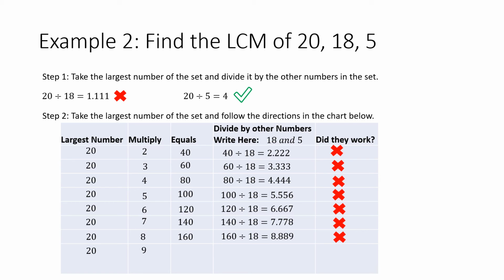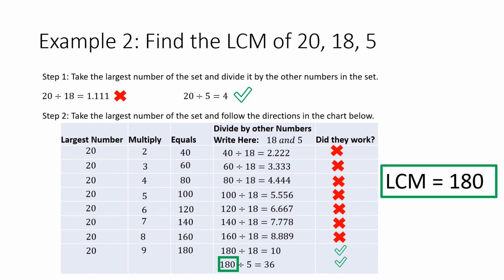So then I do 20 times 9. 20 times 9 is 180. 180 divided by 18 does work. I get 10. That's awesome. But it also has to work for 5. So 180 divided by 5 equals 36. Both of those are not decimals, so that means it works. Yay! So that means that 180 would be the LCM of my set of 20, 18, and 5.